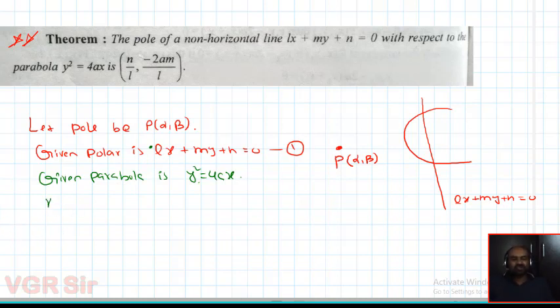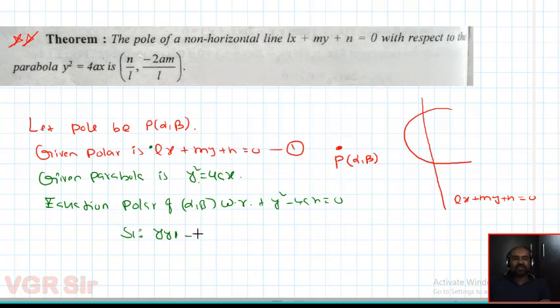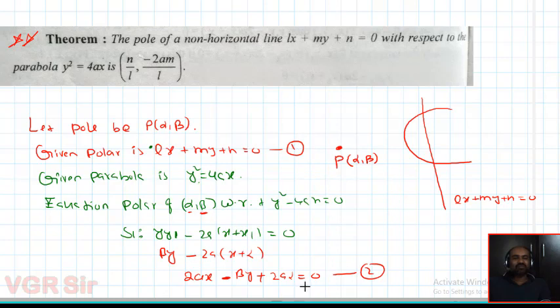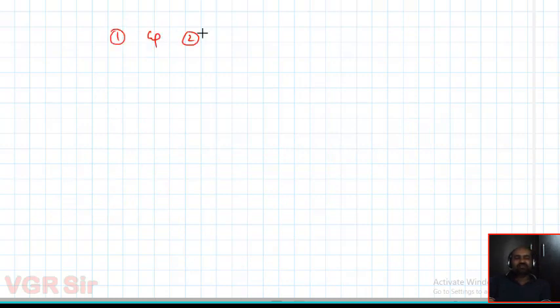Observe here. Equation of polar of (alpha, beta) with respect to y square minus 4ax equal to 0. That is S1: y y1 minus 2a times (x plus x1) equal to 0. Instead of y1 you write beta, instead of x1 you write alpha. So beta y minus 2a times (x plus alpha) equal to 0, or 2ax minus beta y plus 2a alpha equal to 0. This is the equation of the polar. Equations 1 and 2 are identical, because both are the polar of the same conic.